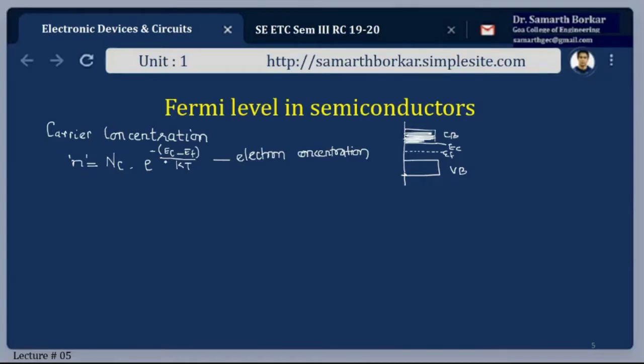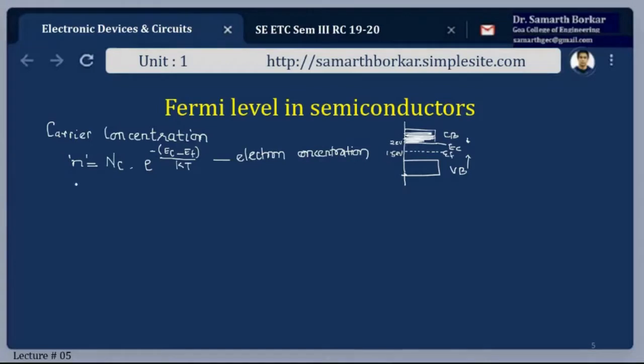So, what is EC minus EF? EC minus EF is the difference between these two levels. For example, this EC can be 2 electron volt and this EF can be 1.5 electron volt. So this difference, 2 minus 1.5, will decide how many electrons will be present in the conduction band. Simple expression. Okay.